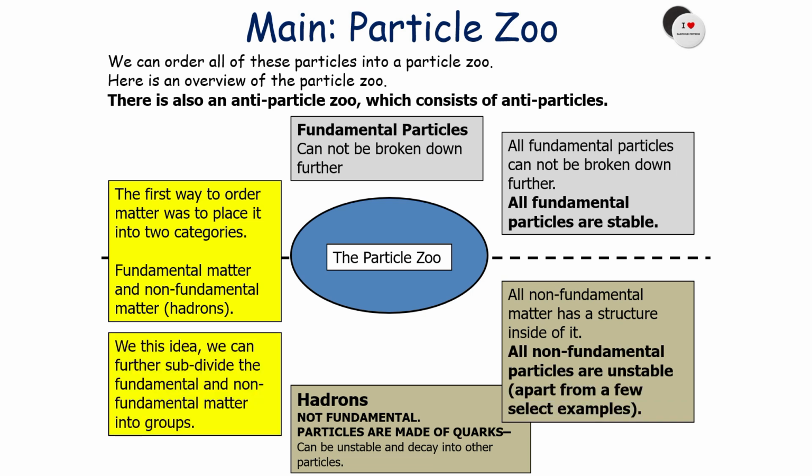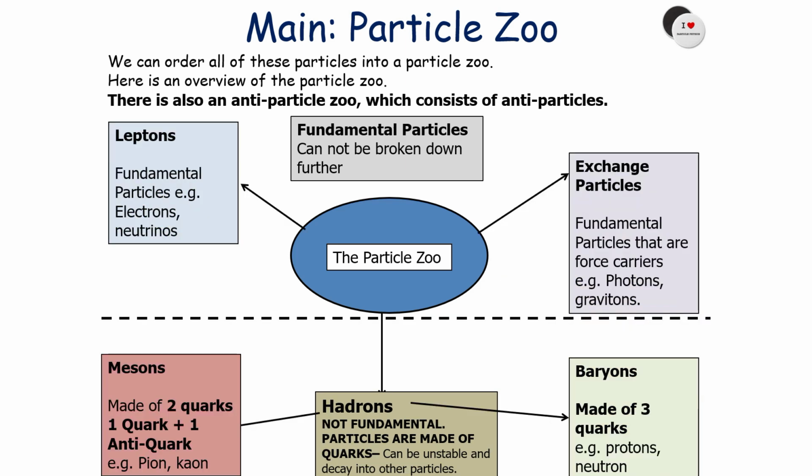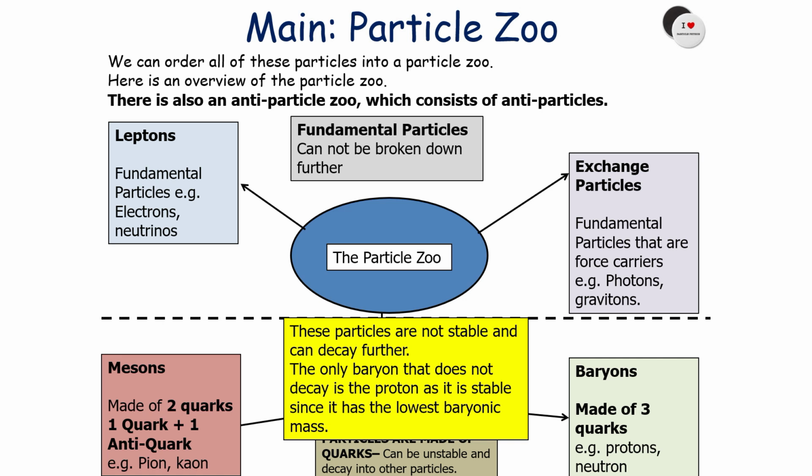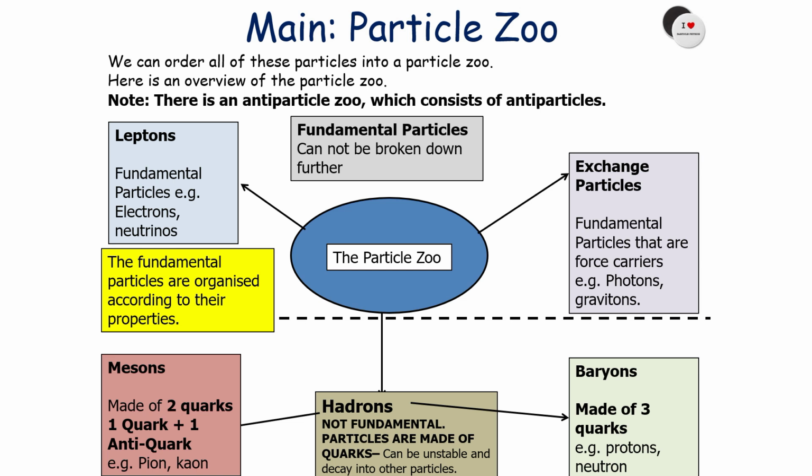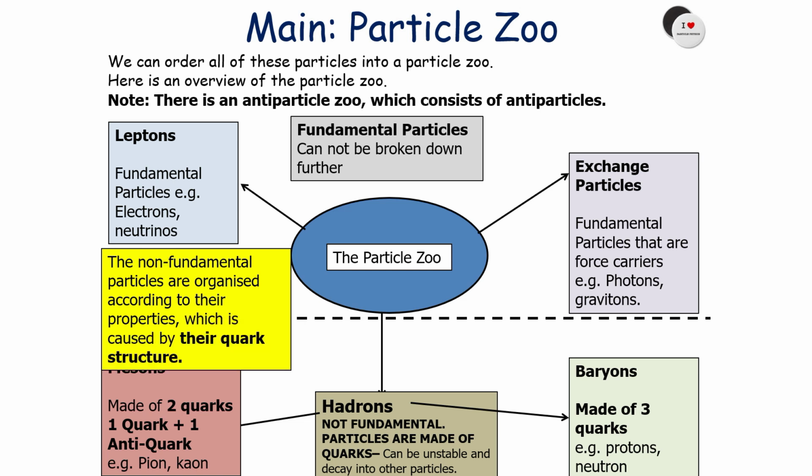Now we can further subdivide this idea of fundamental and non-fundamental matter into different groups. So for our fundamental matter we've got leptons and we've got exchange particles. For hadrons we've got mesons, which are 2 quarks, 1 quark and 1 antiquark, and baryons, 3 quarks. Now your fundamental particles are stable and don't decay, and your hadrons are not stable and can decay further. The only baryon that doesn't decay is the proton, as it's the most stable because it has the lowest baryonic mass. Now only hadrons will be subject to the strong interaction, and the fundamental particles are organised according to their properties, and the non-fundamental particles are organised according to their properties, which is caused by their quark structure.